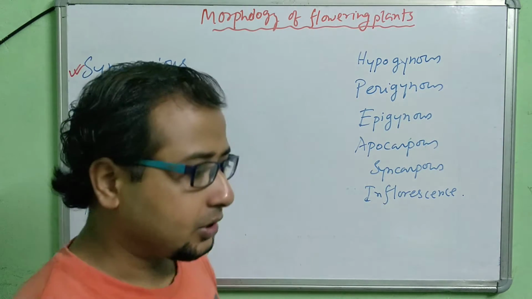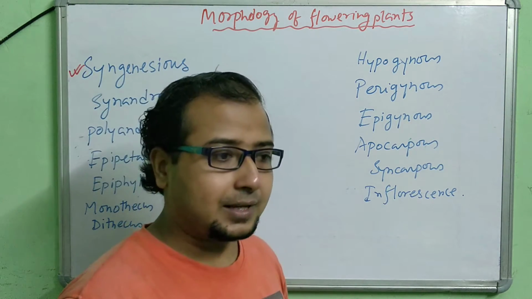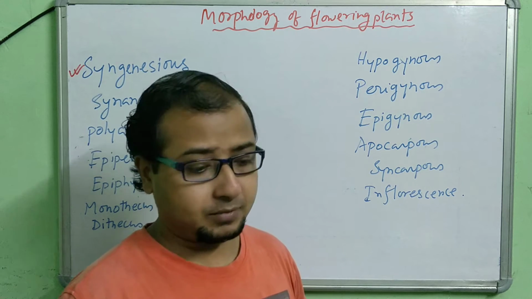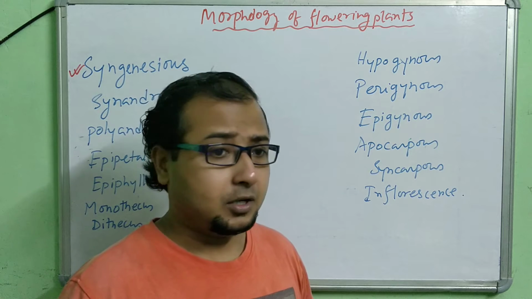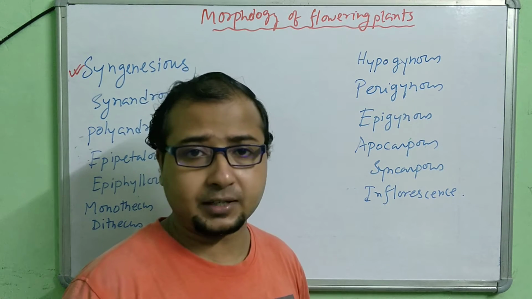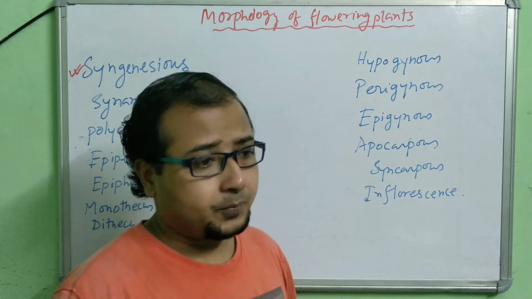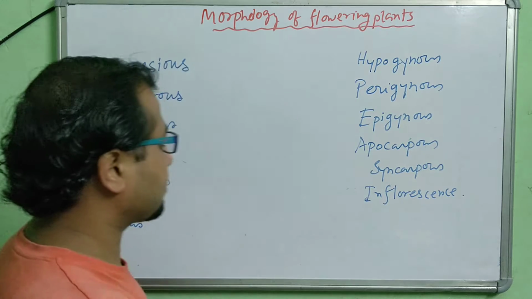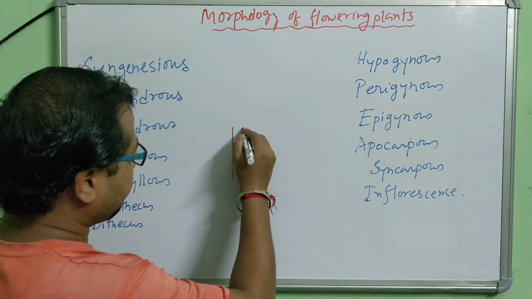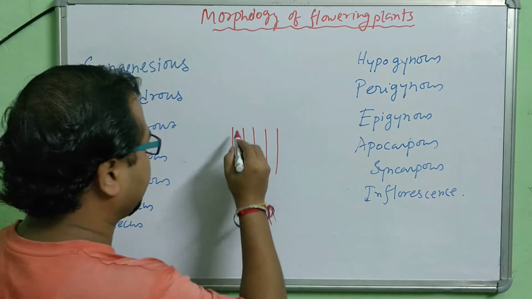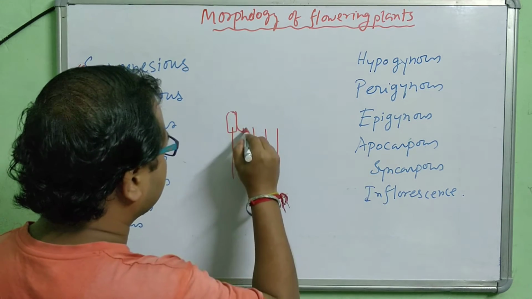Syngenesious means what? As you know, most flowers have more than one stamen. Many stamens, starting from 3, 4, 5, 10, 15, 20, any number of stamens are there in a flower. Now, the stamens have two parts. What are those? Filaments are there, and anthers are there.